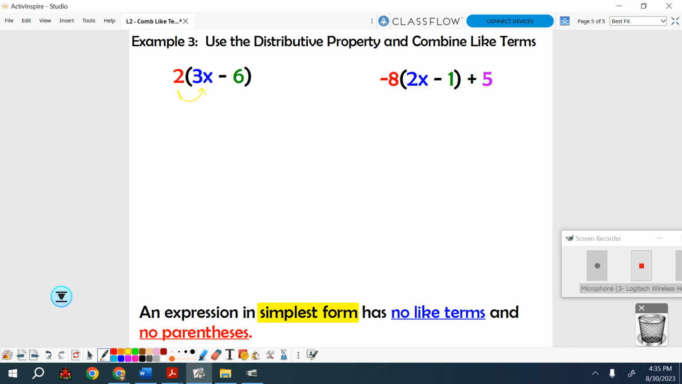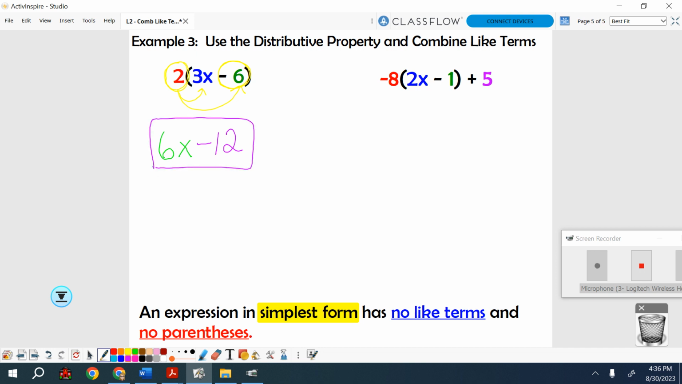So I'm going to take this 2 that's outside my parentheses. I'm going to multiply it by both things inside my parentheses, and that's 6. Don't let it fool you, it's a negative 6 there. So I'm going to do 2 times 3, which is going to give me 6x. And then I'm also going to do 2 times negative 6. 2 times negative 6 gives me negative 12. Okay, this is what we want you to be able to come up with as your answer.